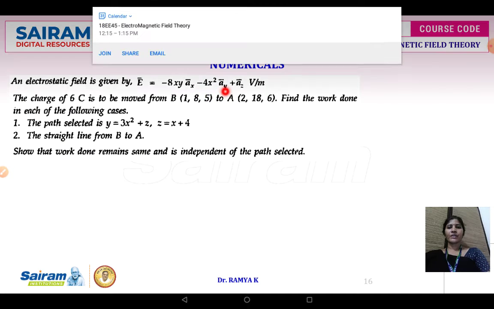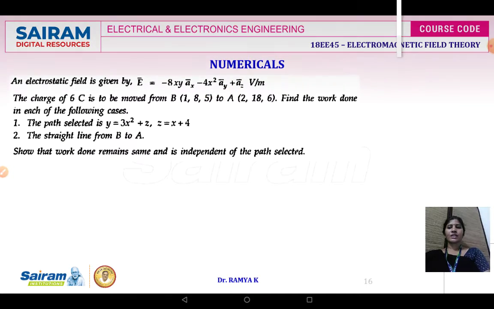square ay vector plus az vector, all per meter. A charge of 6 coulomb is to be moved from point B to point A. The coordinate of point B is (1, 8, 5) and the coordinate of point A is (2, 18, 6). Find the work done in each of the following cases.